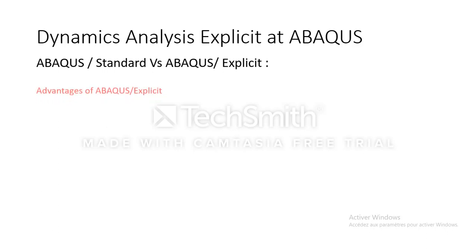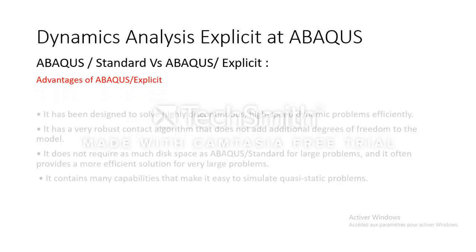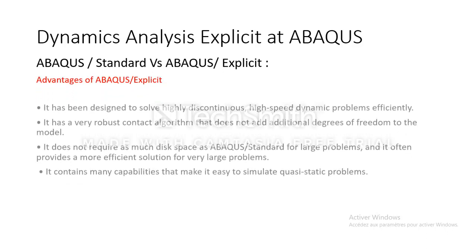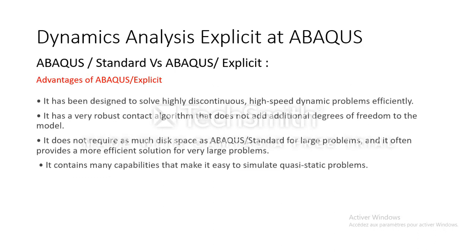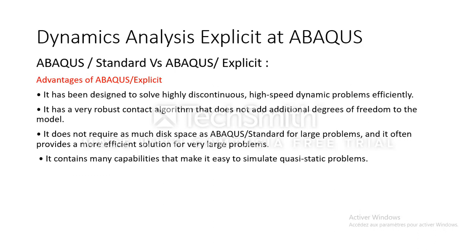What are the advantages of ABAQUS Explicit for discontinuous, high-speed dynamic problems? It has a very robust contact algorithm that does not add additional degrees of freedom to the model. It does not require as much disk space as ABAQUS Standard for large problems, and it often provides a more efficient solution for very large problems. It contains many capabilities that make it easy to simulate quasi-static problems.